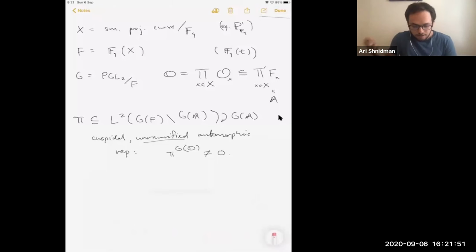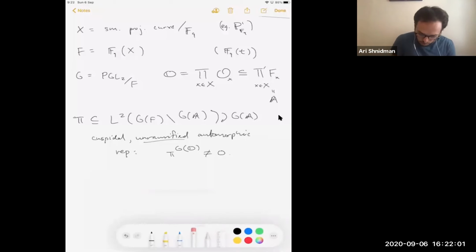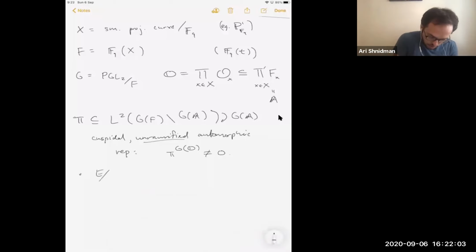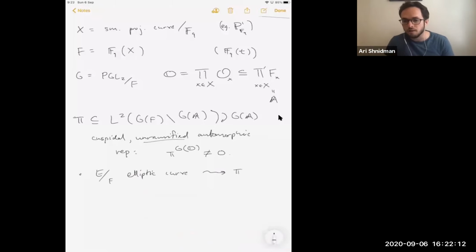Yeah, and so, okay, as I said, these are analogs of modular forms, but you might care for geometric reasons about these automorphic representations. So for example, if you have an elliptic curve over your function field F, then it's known that there's a corresponding pi of this form. And you can hope to extract, well, the pi has lots of information, the same information that E has.